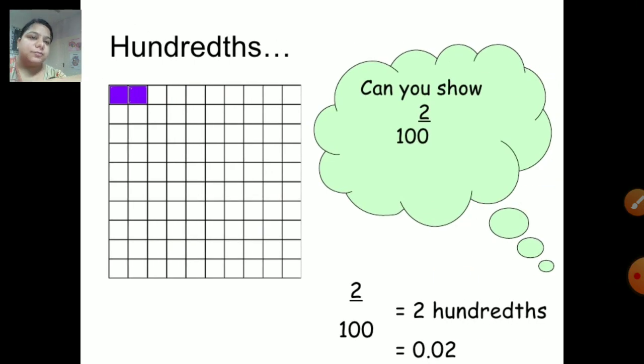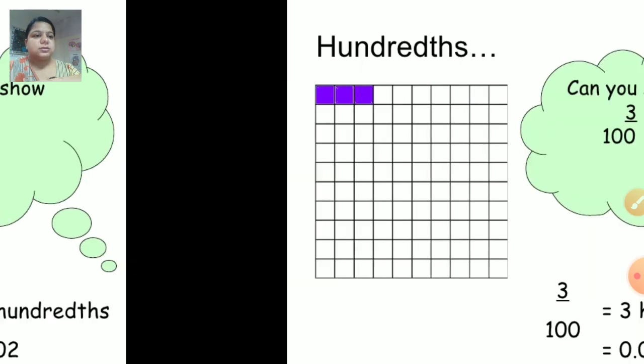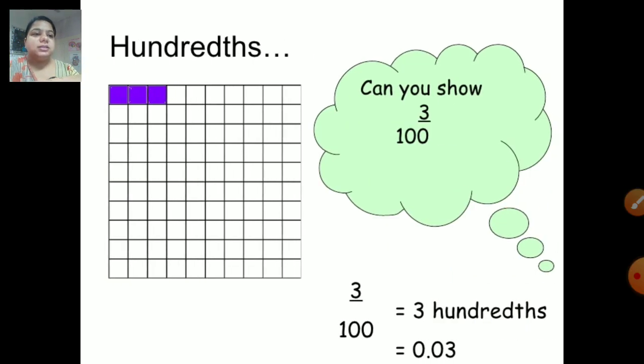Now we have taken two small squares out of 100 squares. So this is 2 upon 100, 2/100ths. This will be written as 0.02, right? This is again 3 small squares out of 100. So this will be written as 0.03. See, we have written 3 in the second place after the decimal, right? Because after the decimal, I repeat again, the first place is the tenths place, and the second place after the decimal is the hundredths place.